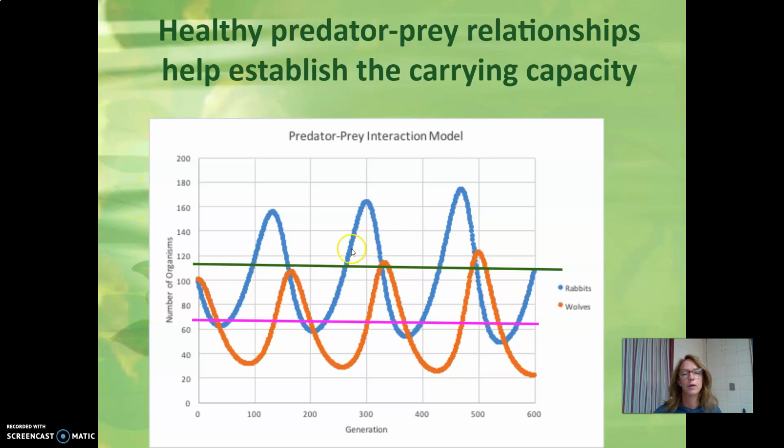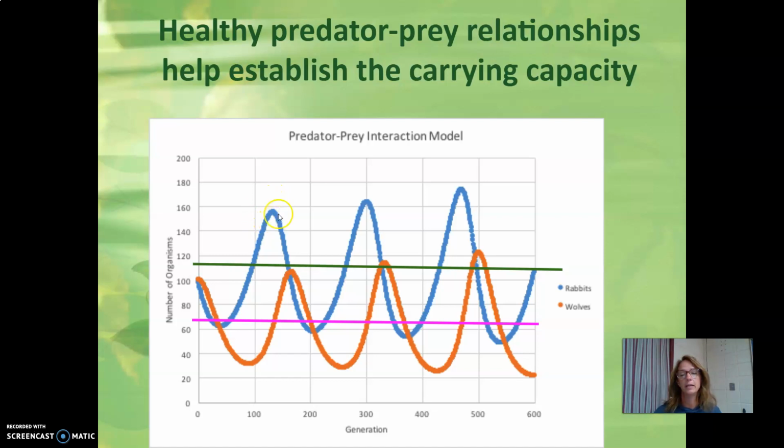Here's another example of what creates a carrying capacity, a predator-prey relationship. So the blue line here are rabbits, the red line are wolves. The bunnies have lots of food and space, so they're going to have lots and lots of babies. When there's lots of bunnies around, then the wolf population can increase because they have lots of food.